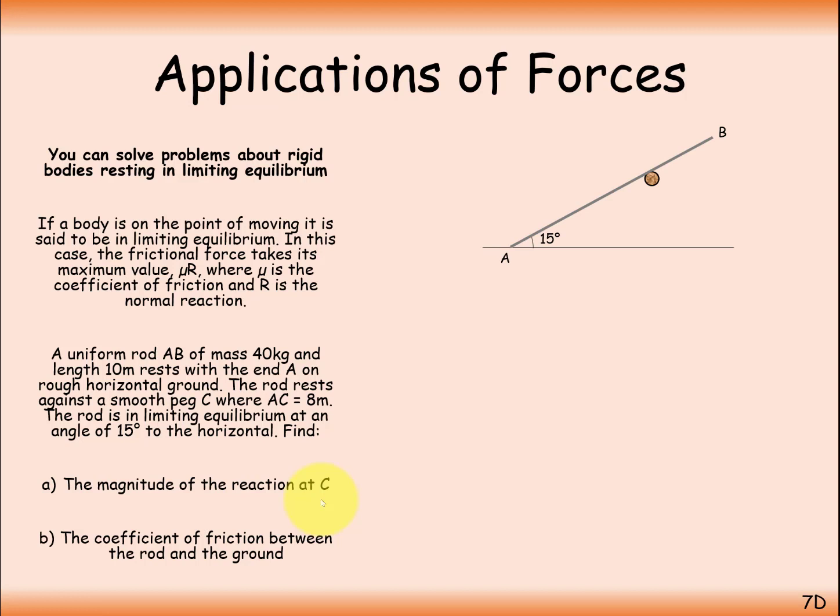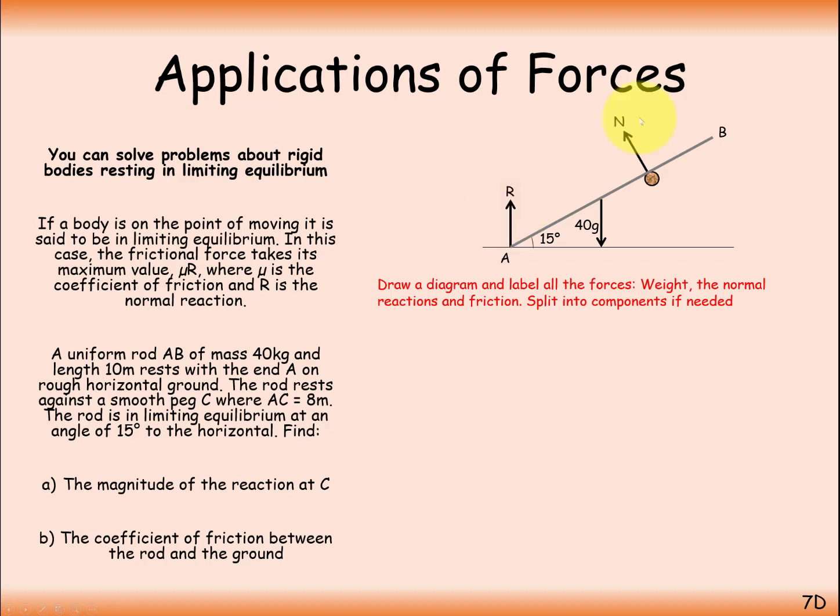So let's draw a diagram. That's 15 degrees. There's the smooth peg at C. So we draw a diagram and add all the things that we need to add. It's a uniform rod, so the centre of mass is going to be in the middle. So that's going to be mg, 40g. We have R, the normal reaction acting off the ground, and then we're going to name this N, the reaction at C, because that's another reaction and we don't want to use the same letters.